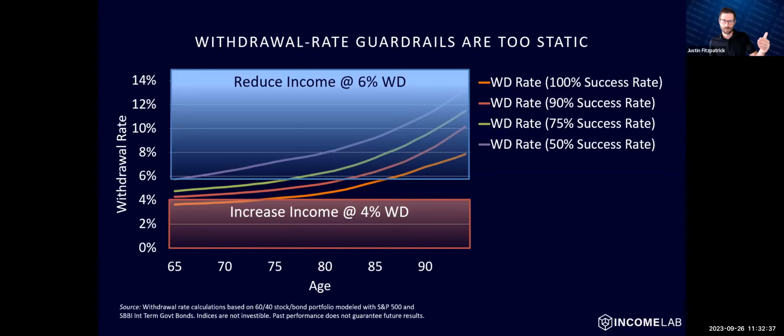So maybe I want to start out at the green level here, the 75% success. Well, by the time I'm about 75, 76 years old, a 6% withdrawal has the same risk as my original 5% withdrawal. And so I wouldn't want to adjust at that point because my risk hasn't actually changed. However, the withdrawal rate guardrails would have me adjust. So this is a case where withdrawal rate guardrails can actually, if they were followed, cause you to make adjustments that are not necessary or even in the opposite direction of what really would be right if what you're focusing on is keeping people's risk in line.